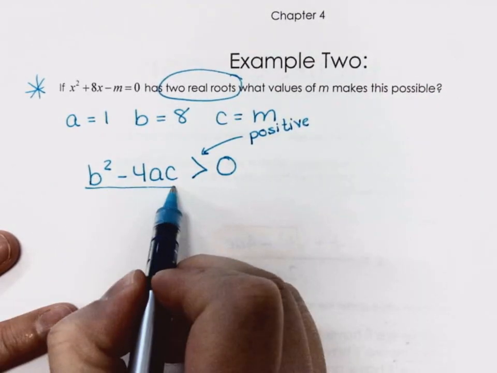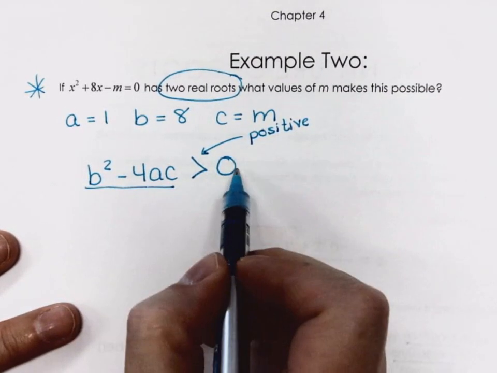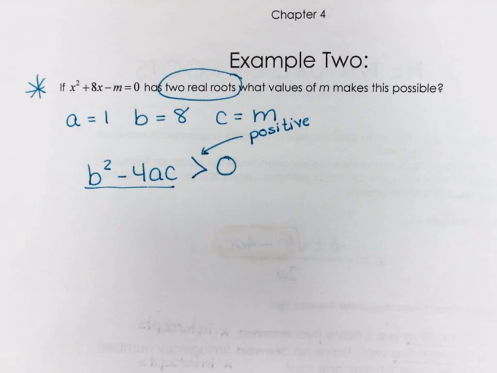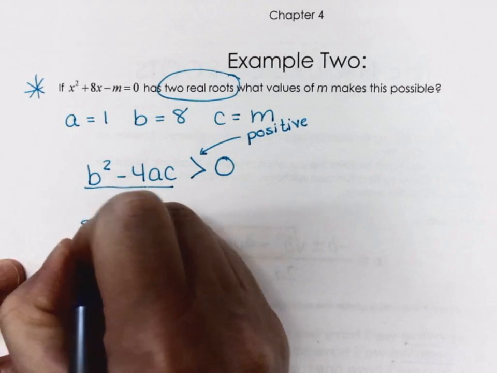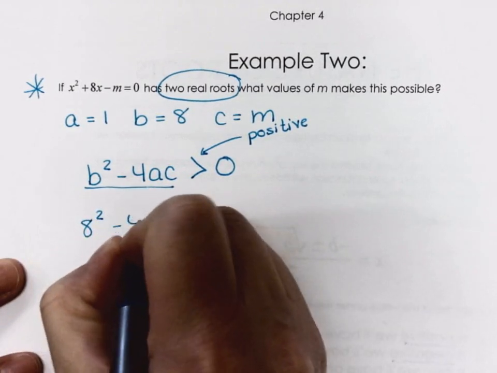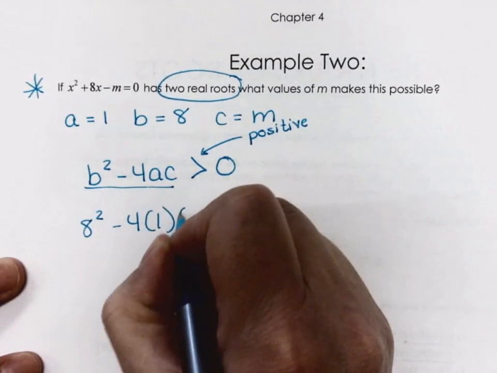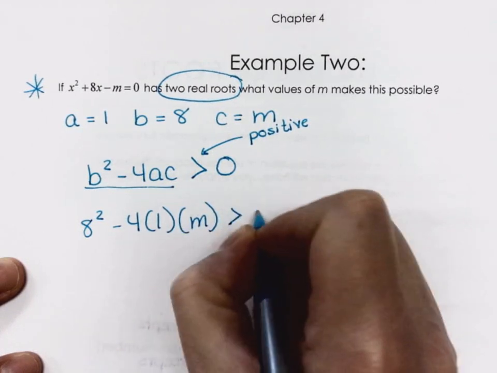So we know that the discriminant is greater than 0. So that means that we're going to end up with a positive number. So all we're going to do is substitute the stuff in that we know. I know I got 8 squared minus 4 times 1 times m is greater than 0.